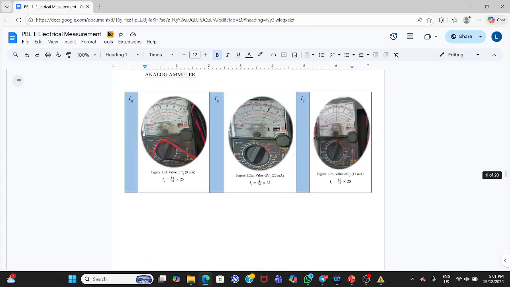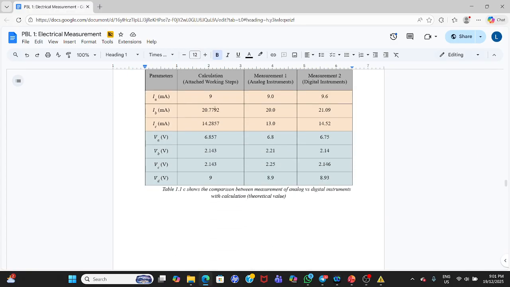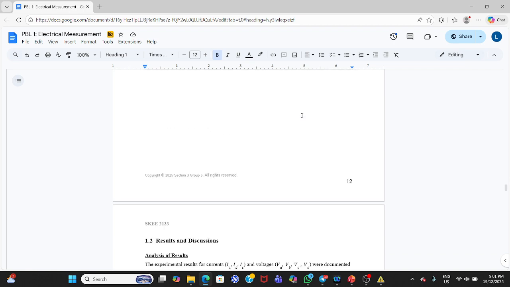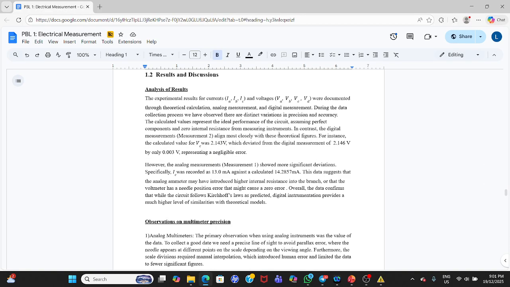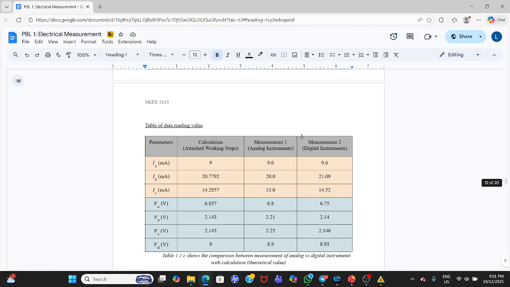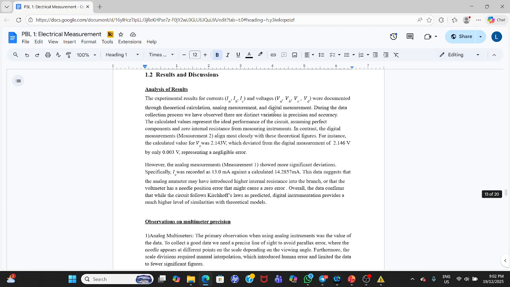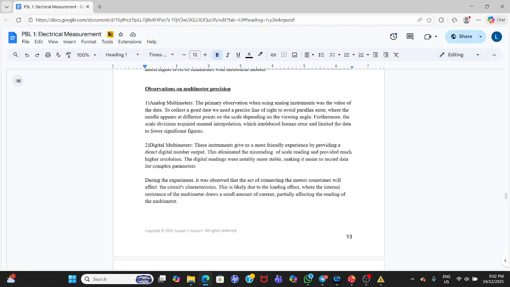voltage and current, and we compare them in a table, and we found that the error of the digital was less than the error of the analog instrument. So we can decide that the digital instrument is more accurate than the analog instrument. This is based on our observation.